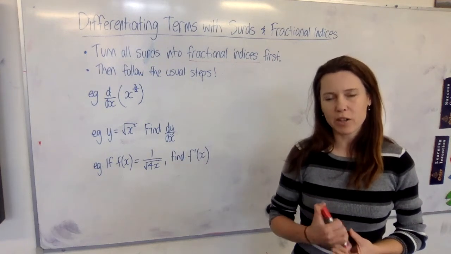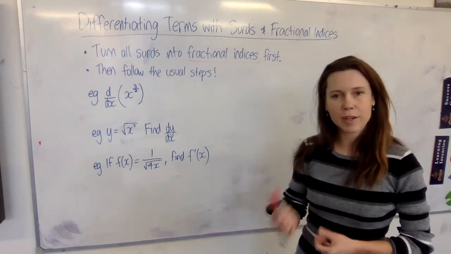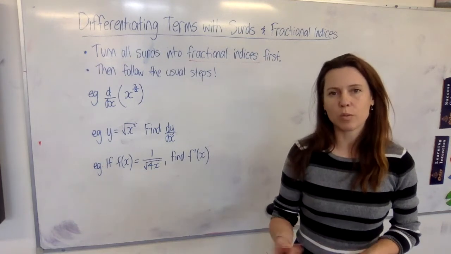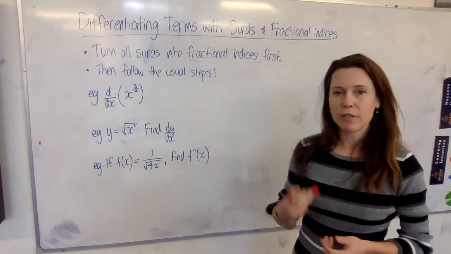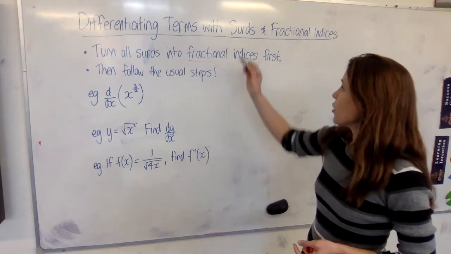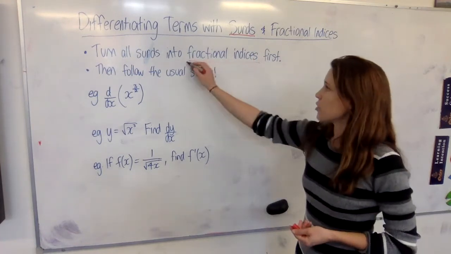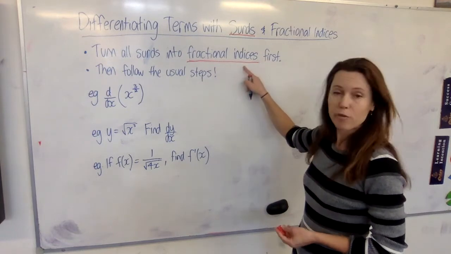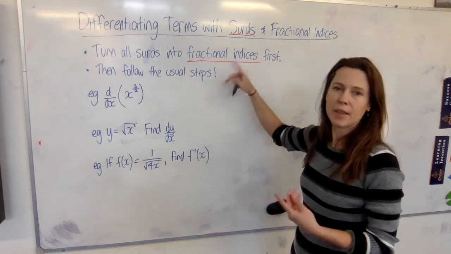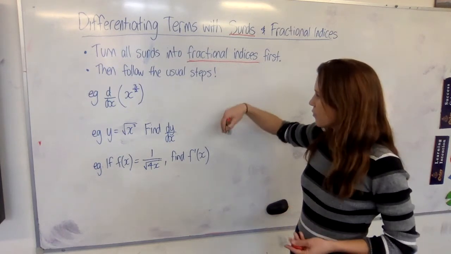Differentiating terms with fractional indices is quite straightforward because fractional indices follow all the usual rules for differentiating. But differentiating a term that has a surd in it is one step harder. You need to start by turning it into a term containing fractional indices instead, and then follow the usual steps. So I've got a few examples here.